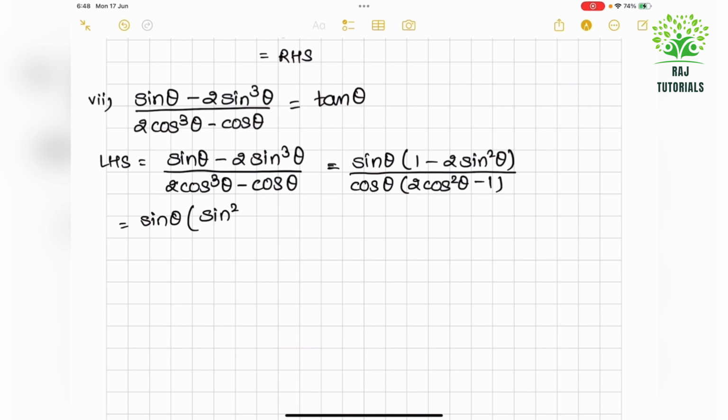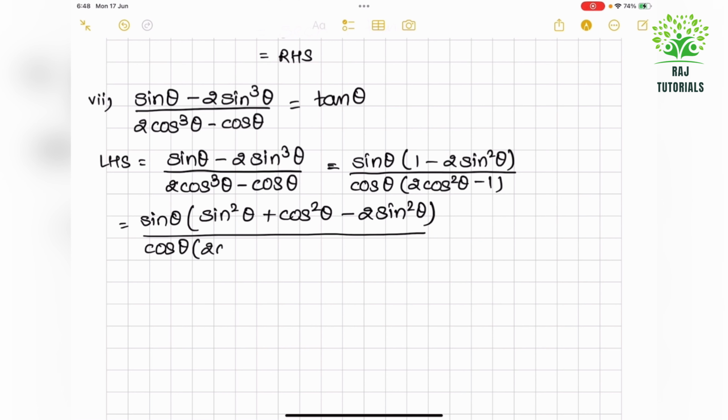Now 1 I am writing as sin square plus cos square. So sin theta into (sin square theta plus cos square theta minus 2 sin square theta), whole upon cos theta into (2 cos square theta minus sin square theta minus cos square theta).